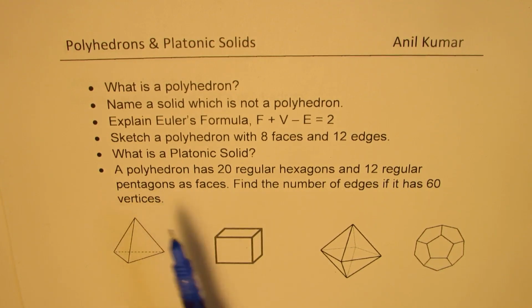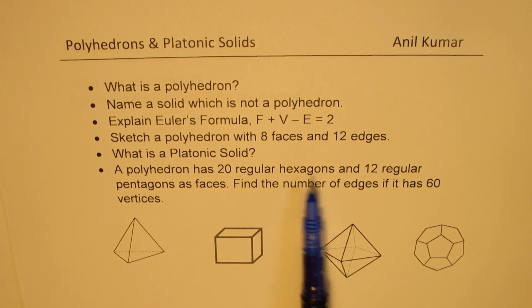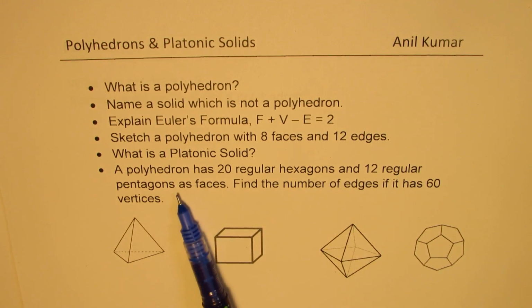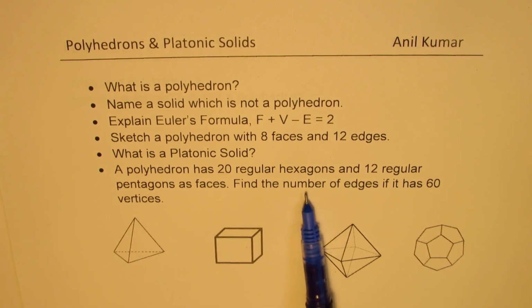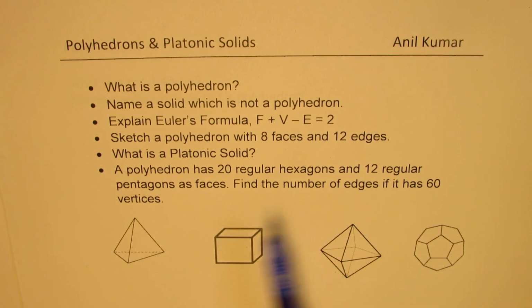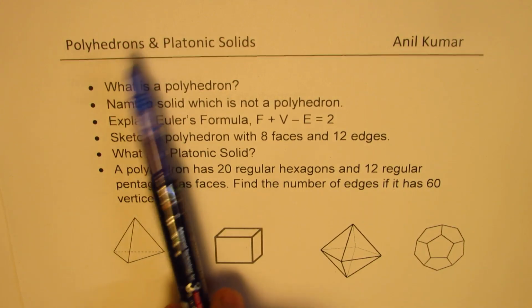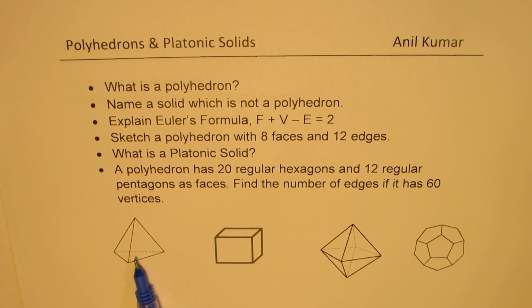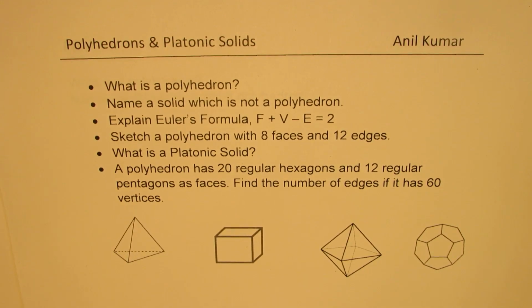A polyhedron has 20 regular hexagons and 12 regular pentagons as faces. Find the number of edges if it has 60 vertices. So let's begin with solving these questions. To give you an idea, polyhedrons are 3D figures something like these shown here. You can actually pause the video, answer these questions, and then look into my suggestions, right?